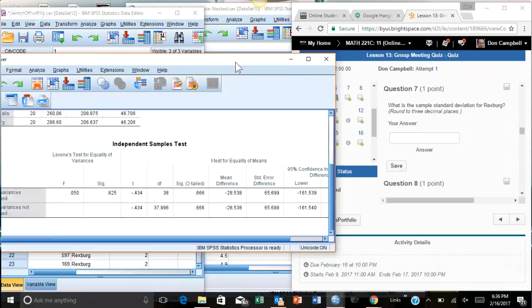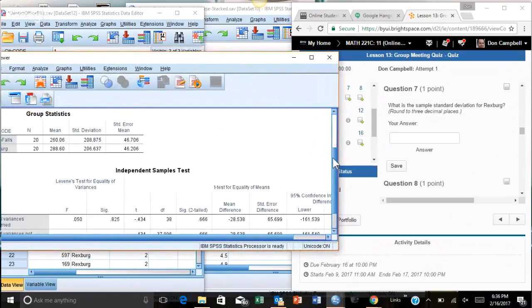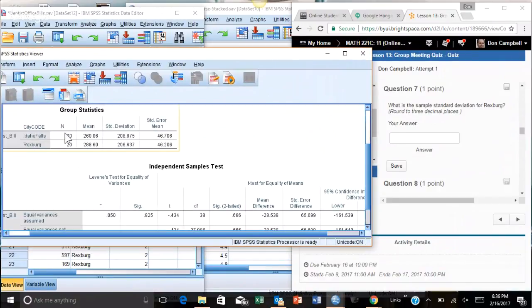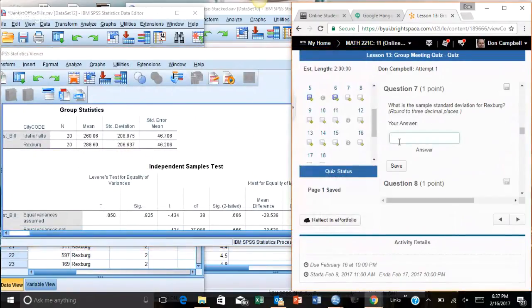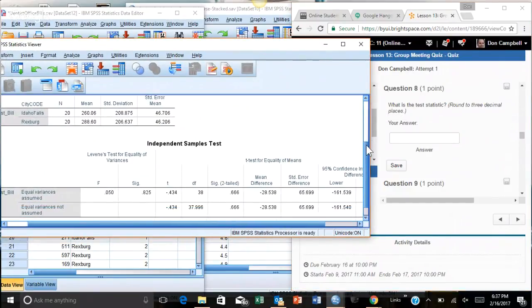All right, what is the sample standard deviation for Rexburg, down to 3 decimals? Okay, so for Rexburg, it's right here, 206.637. What is the test statistic? That would be 0.434. Let's see. Oh, negative 0.434.